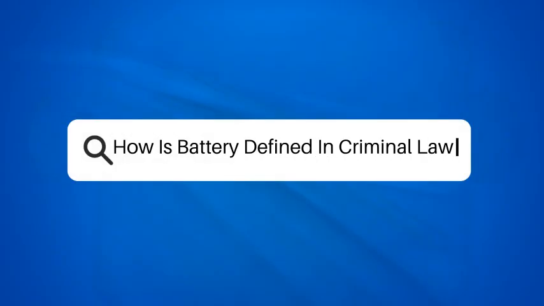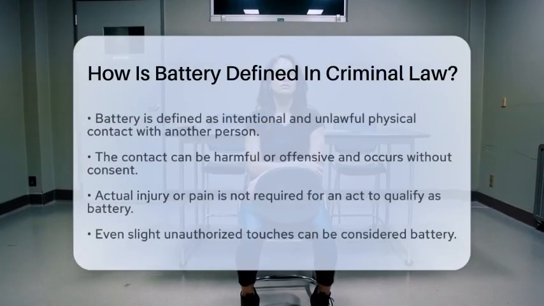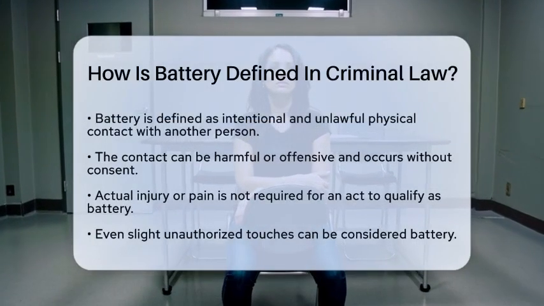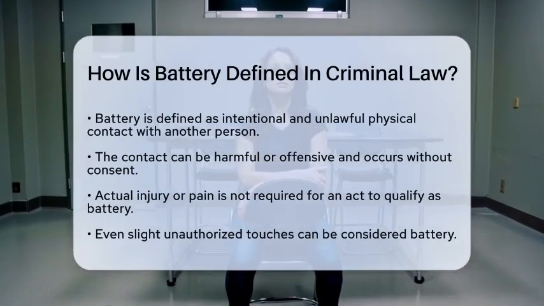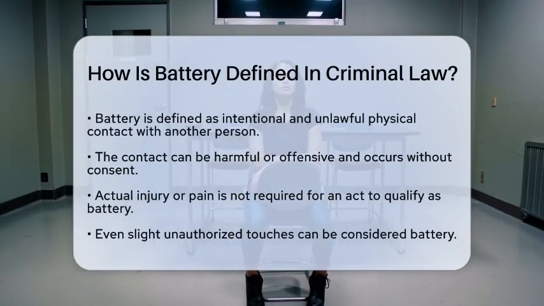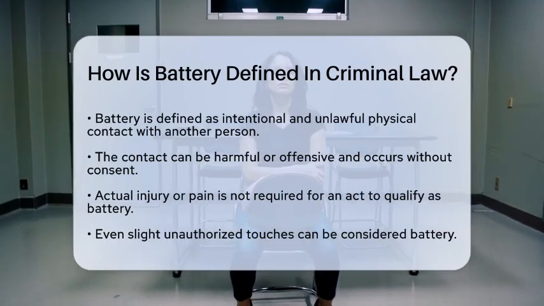How is battery defined in criminal law? Have you ever wondered what battery really means in the eyes of the law? Let's break it down in simple terms. Battery in criminal law refers to the intentional and unlawful physical contact with another person.